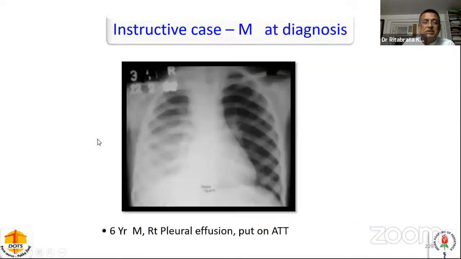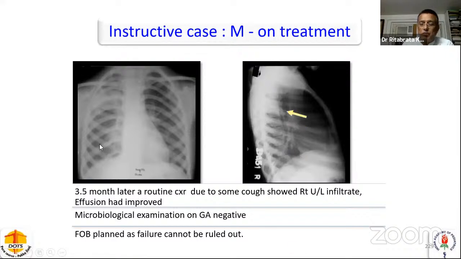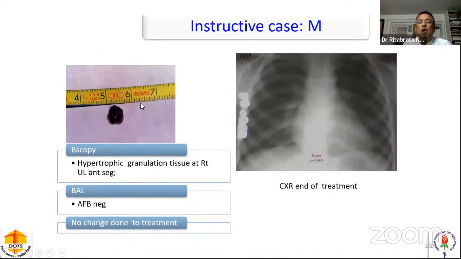You see the previous X-ray, the effusion was there. Now it has improved. Microbiological examination on gastric aspirate was done. It was negative. So a fibro-optic bronchoscopy was planned, because why should the child, though the effusion has improved, develop a new lesion? So on doing the fibro-optic bronchoscopy, what we found was a hypertrophic granulation tissue at the right upper anterior segment. Once the granulation tissue was removed, the child improved, and bronchoalveolar lavage showed AFB negative, and there was no change in treatment done. We continued with the treatment given.